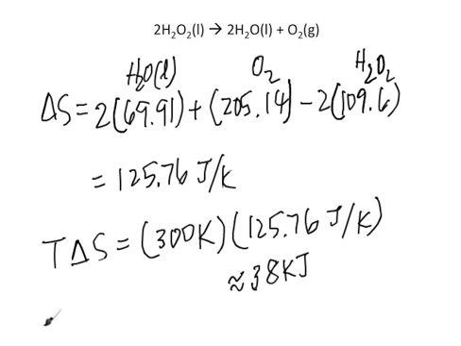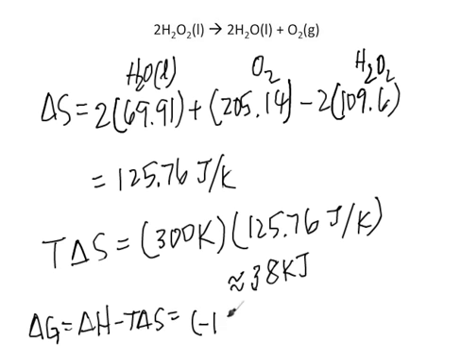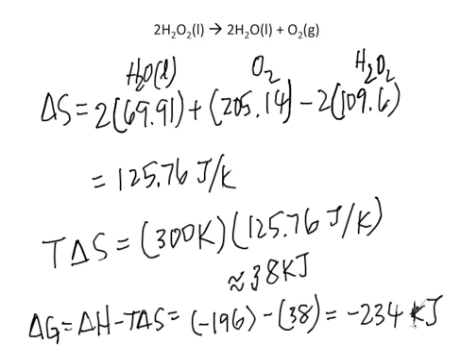Okay, and so now we can calculate the delta G. So delta G is delta H minus T delta S. This is going to equal about minus 196 minus 38 kilojoules, which is going to be minus 234 kilojoules. So this is a spontaneous reaction, right? A delta G less than 0 is a spontaneous reaction, just like we predicted.